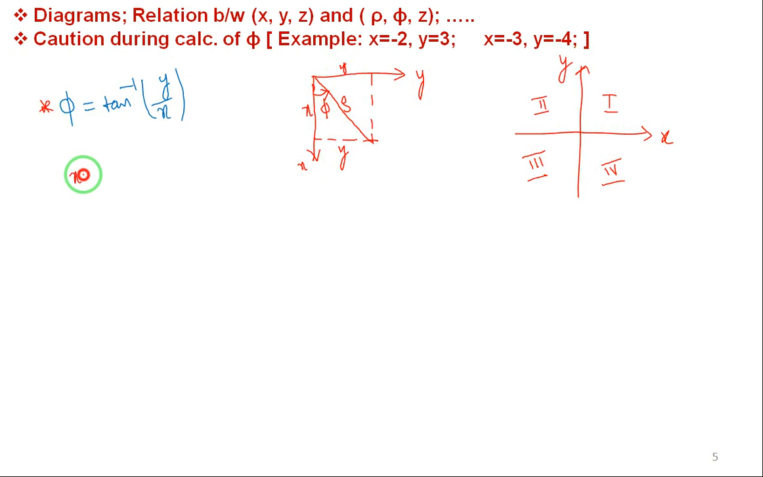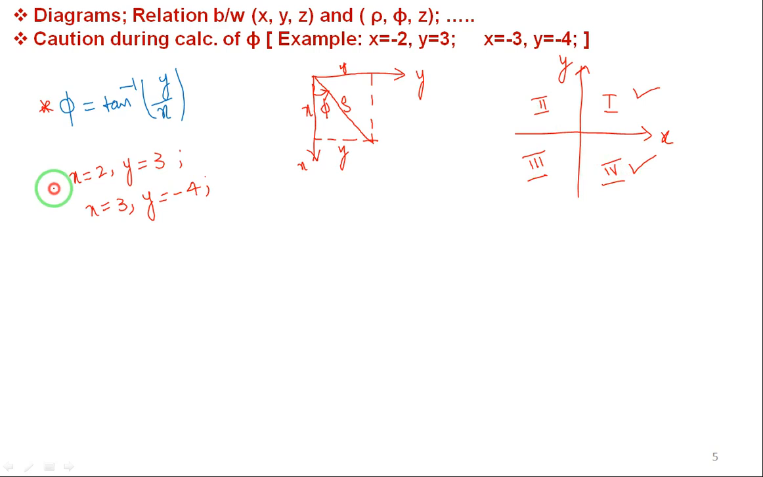Suppose the value of x is 2 and the value of y is 3. Both are positive, so it will come in the first quadrant, no problem. Substitute the values of x and y, whatever phi you get is fine. Suppose x is 3 and y is -4, it will come in the fourth quadrant. Substituting and calculating, no problem in the fourth quadrant also. But we should be very careful whenever the point comes in the second quadrant and third quadrant. We'll see what will happen.